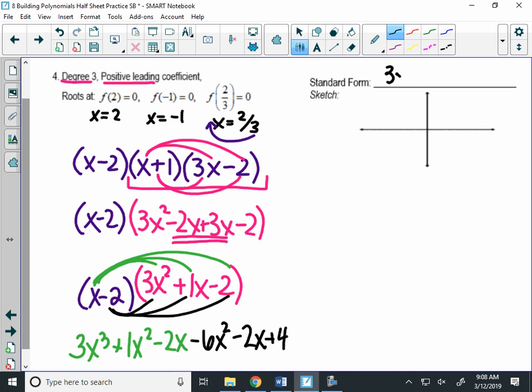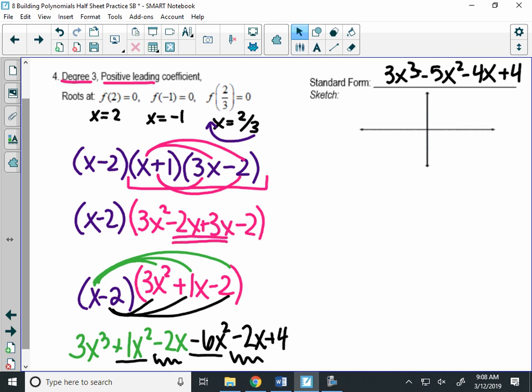Nothing combines with 3x cubed. I have 1x squared minus 6x squared, which is negative 5x squared. Negative 2x minus 2x is minus 4x, and then plus 4 on the end. That's your standard form. Now check: does it have degree 3 like we wanted? Yes, we do. Does it have a positive leading coefficient? Yes, we do. So we have the characteristics we looked for.